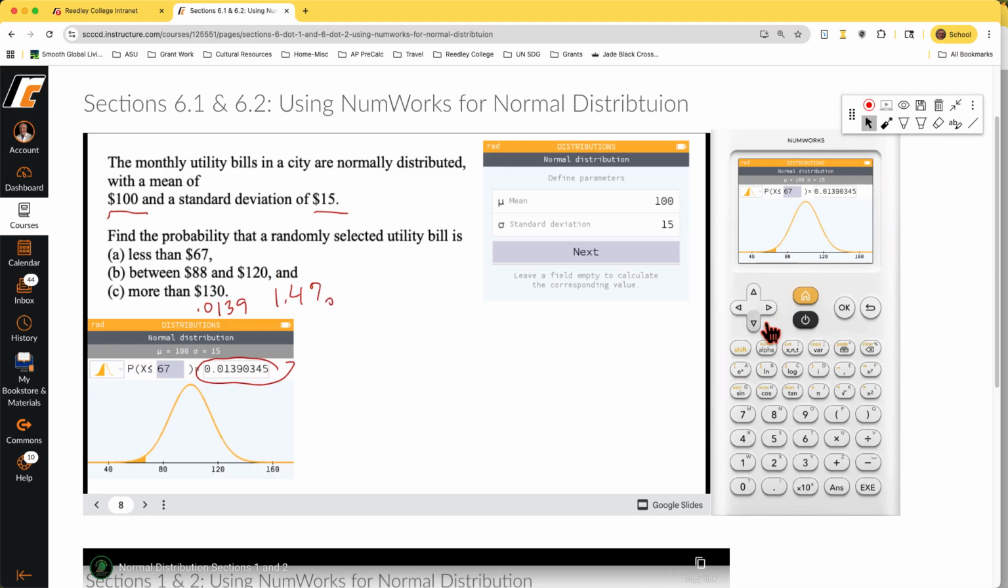Between these two numbers, so with this one question, we're going to use all the tools. We just come down, change the tool to between, and we enter the two values they gave us. 88's lower, so we put that first, and then 120 is higher, so we put that. And again, it's going to give us the picture.